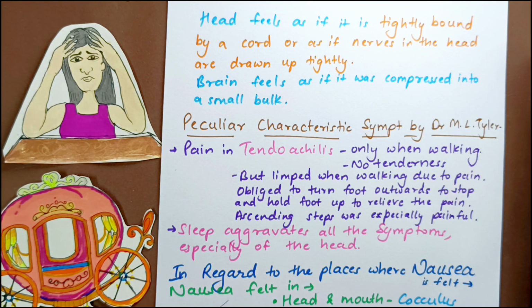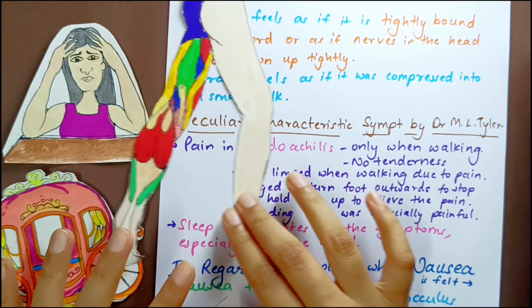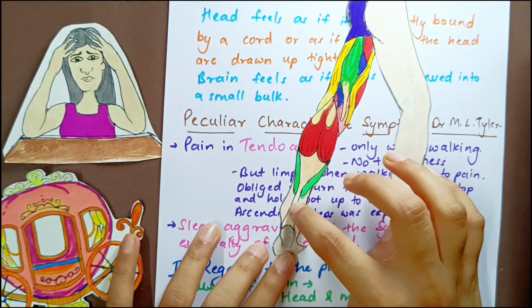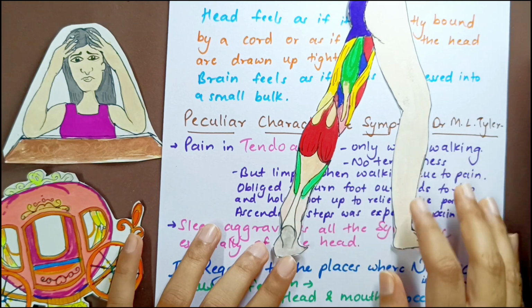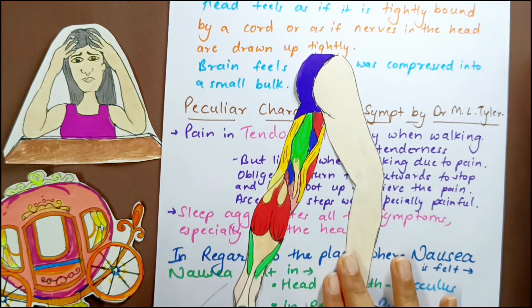Dr. Emil Tyler actually gives a whole list of characteristic symptoms which you should go back and read. But right now, let's just discuss a few very interesting symptoms. So there's pain in the tendo Achilles. This is the Achilles tendon over here. You see this one. This is a tendon, the Achilles tendon, and that actually is painful in our remedy Cocculus.